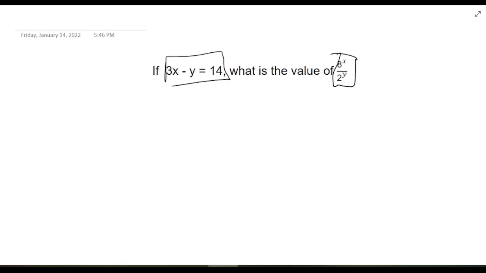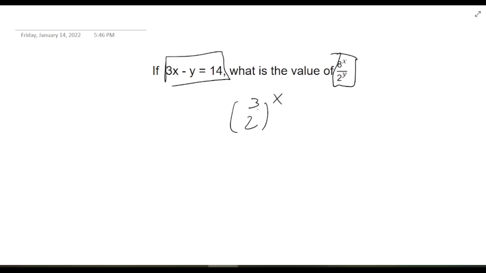So let's first focus on the fraction that we have, 8^x over 2^y. Anytime you're presented with a question like this on the SAT, chances are one of the numbers can be rewritten as the other number, but just in exponent form. And what do I mean by that? Well, let's look at 8 and 2. 8 can be rewritten as 2 to the 3rd power.